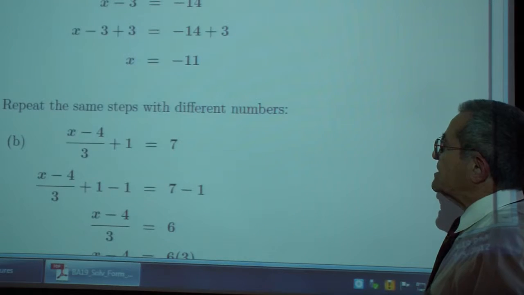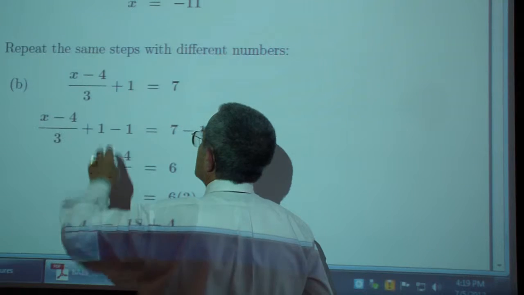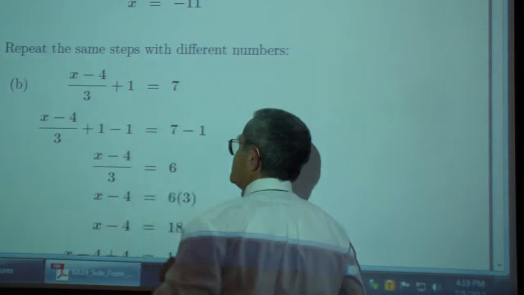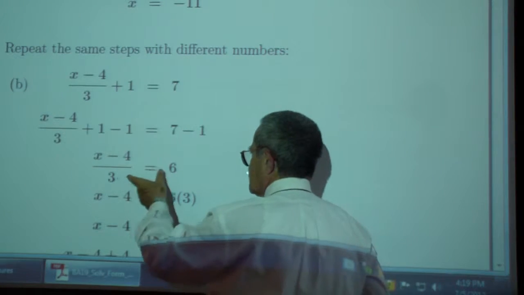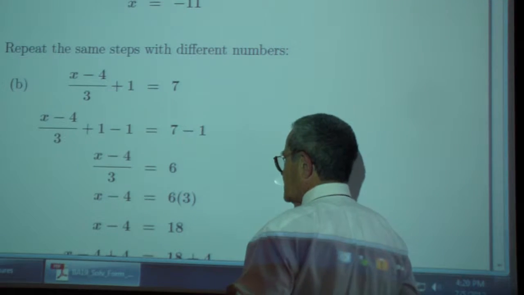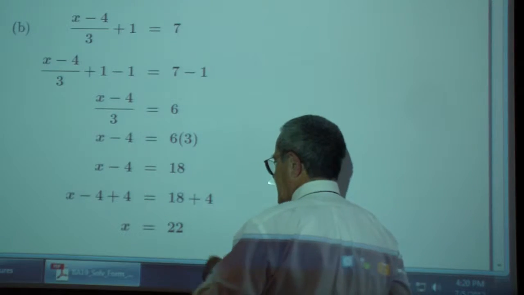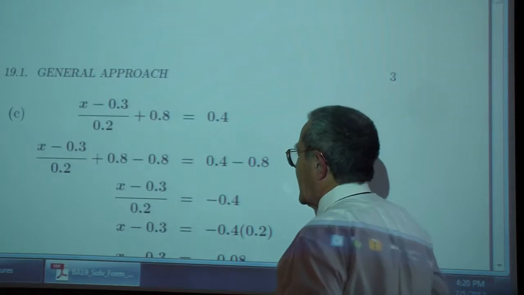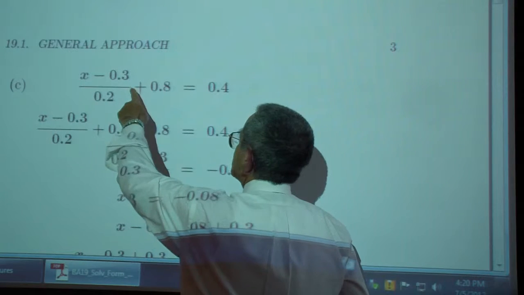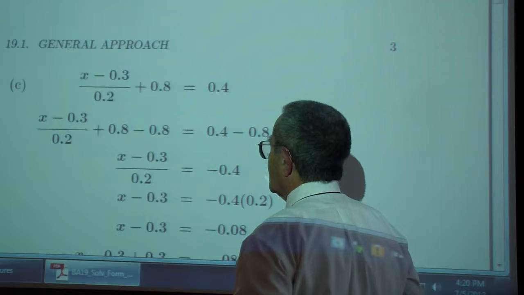Now repeat the same steps for a similar equation. The numbers are different. (x minus 4) over 3 plus 1 is equal to 7. You subtract 1 from both sides. You multiply both sides by 3. You multiply out. You add 4 to both sides. x is positive 22. And again, you have (x minus 0.3) over 0.2 plus 0.8, which is equal to 0.4.